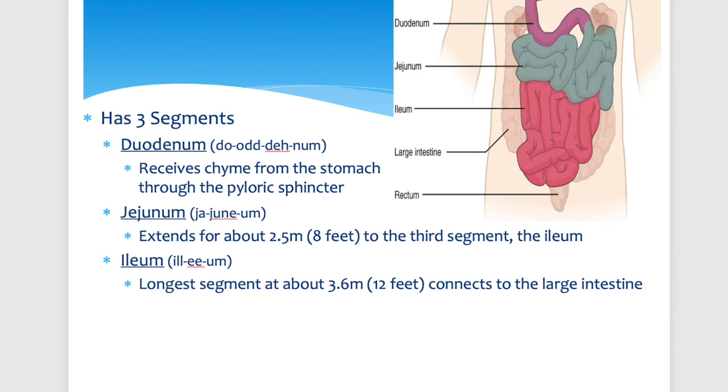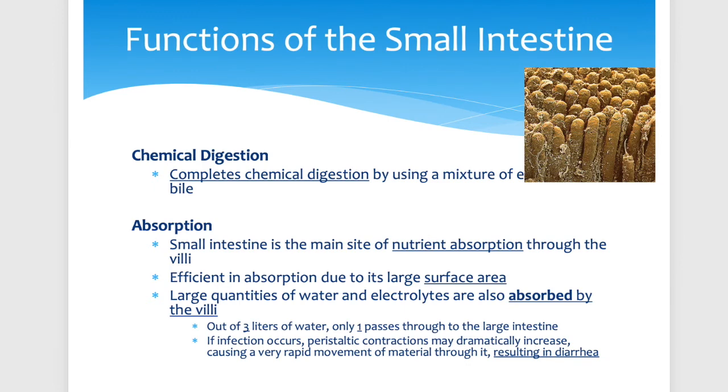And then the third and final segment is called the ileum. This is a capital I here, which hopefully, if you look at the pronunciation, you can remember. It is actually the longest segment of the small intestine, about 12 feet in length. And it connects directly to the large intestine so that the chyme passing through it, the digested food, can move on into the large intestine. Now let's look at the functions of the small intestine, since it is so important.